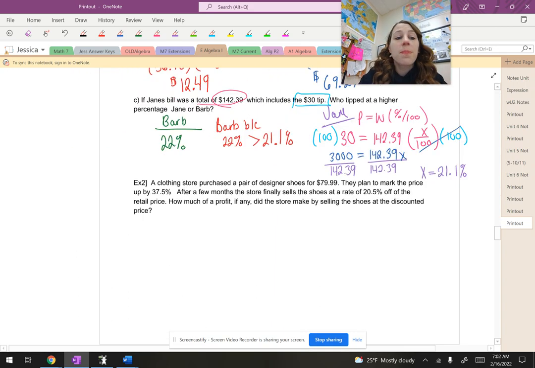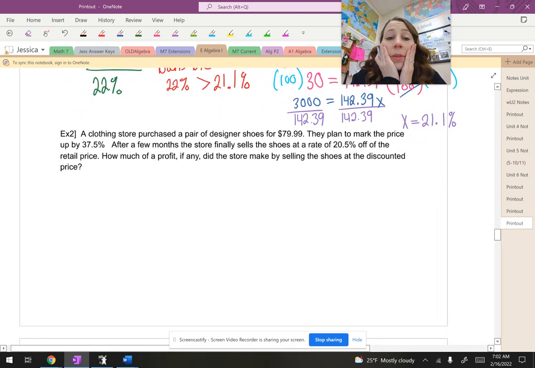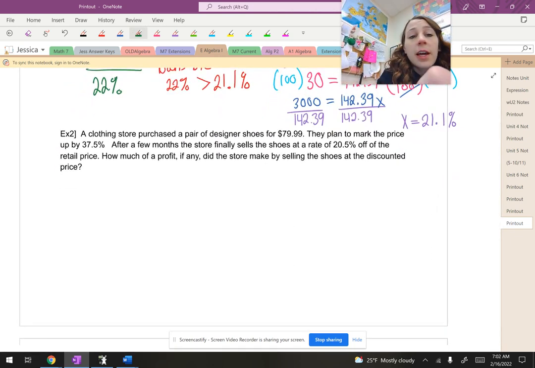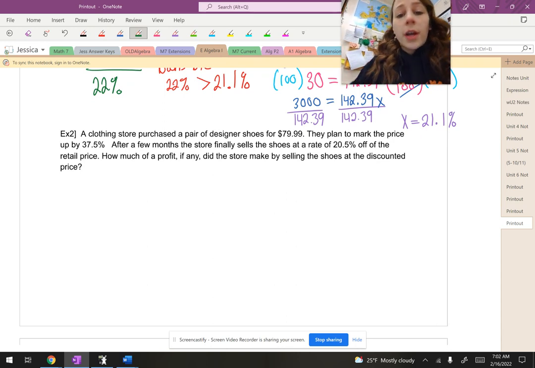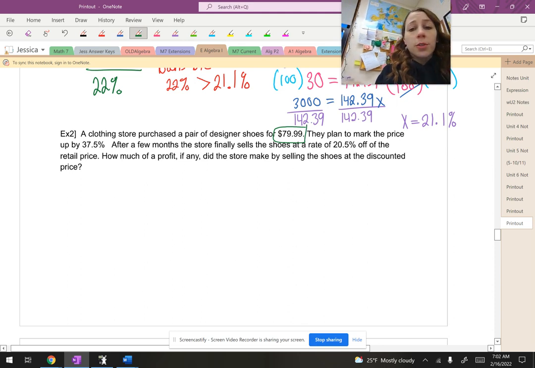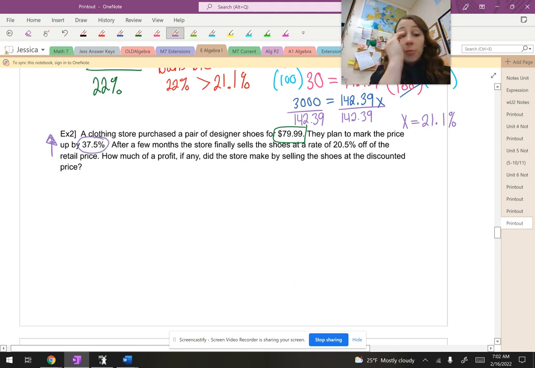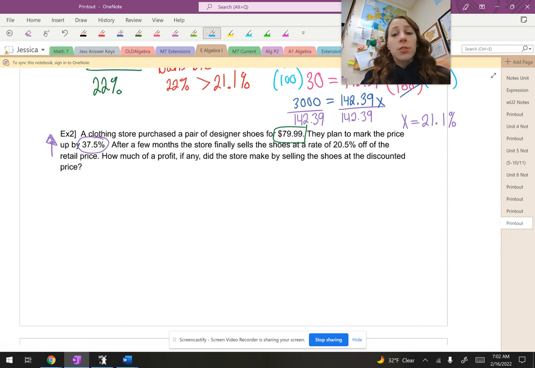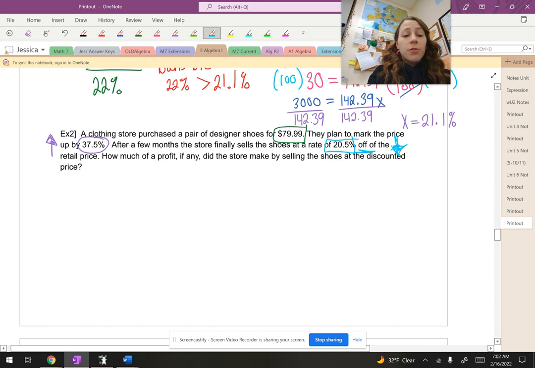I believe in you. So a clothing store purchased a pair of designer shoes for $79.99. So that right there, we have our original price, that starting price. Let's see what's going to happen to that. They plan to mark the price up. So markup is going to increase that price by 37.5%. And then after a few months, the store finally sells the shoes at a new percentage, 20.5% off.